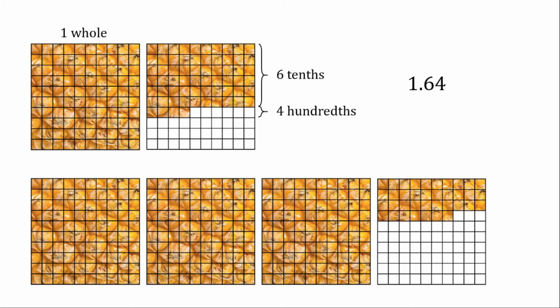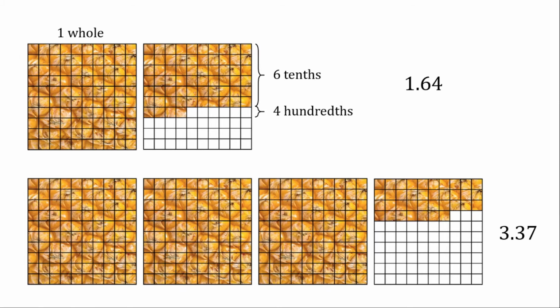Again, we count the wholes, and then we do the decimal part. How many wholes do we have? 1, 2, 3. 3 wholes. How many tenths do we have? 1, 2, 3. 3 tenths. And how many hundredths do we have? 1, 2, 3, 4, 5, 6, 7. So 3.37.